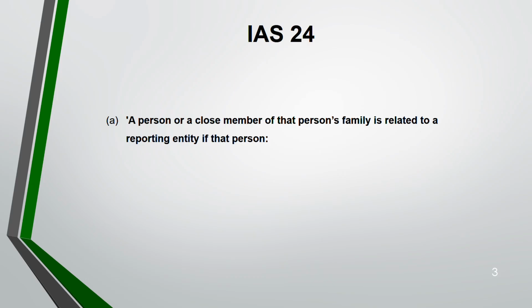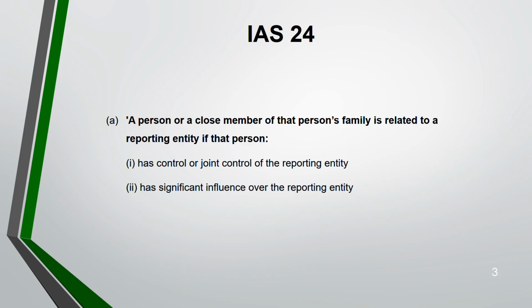A person or a close member of that person's family is related to a reporting entity if that person has control or joint control of the reporting entity. Control means you have more than 50%. Joint control means two or three people must have unanimous consent before making a decision. That is for joint ventures and joint control.